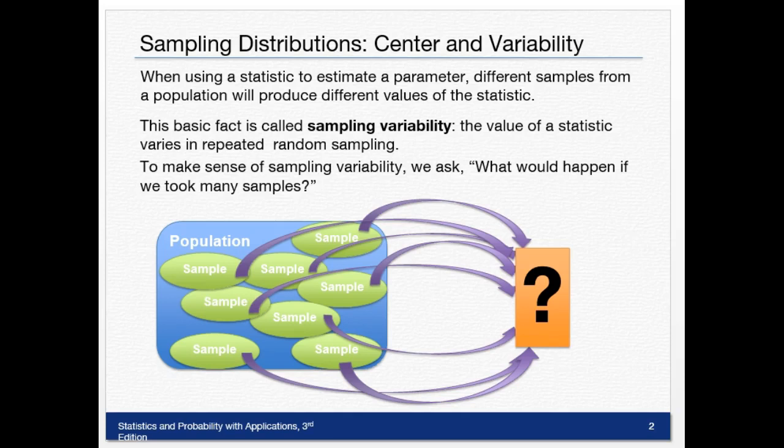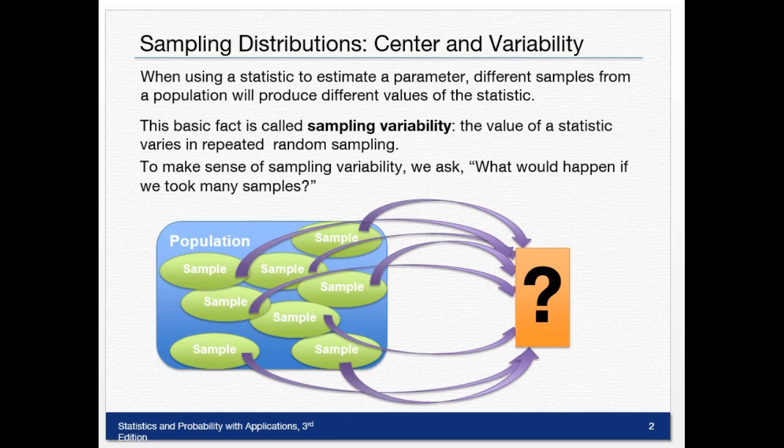So to make sense of sampling variability, we asked what would happen if we took many samples. Well, here's the picture. The blue is the big population. Each little green circle is a sample coming from it, okay? And does each sample reflect the population? What happens if you do this over and over and over? What happens to all these sample values?